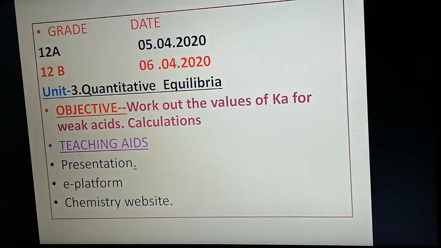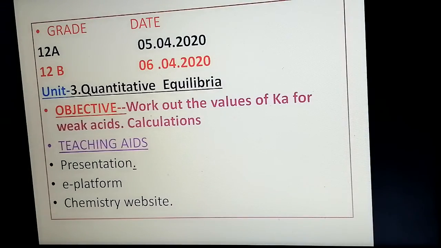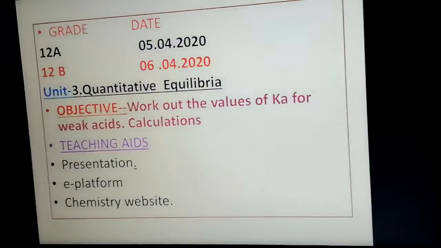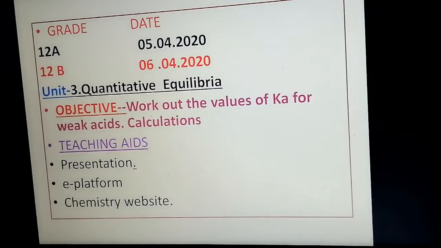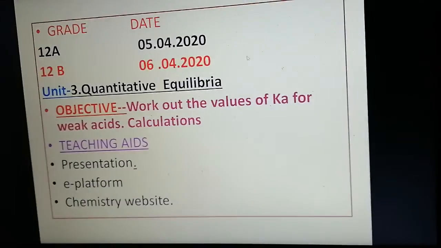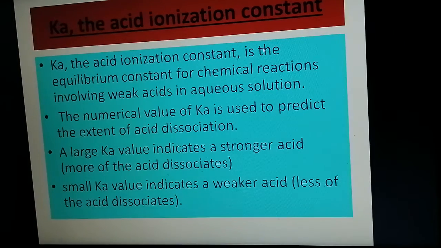Hi students, good morning. Today's topic is to find the values of Ka of weak acids. In the last classes we wrote the expression for Ka, and Ka denotes the dissociation constant of an acid. So Ka, the ionization constant, or the dissociation constant of an acid, helps us to know the extent to which the acid can dissociate.